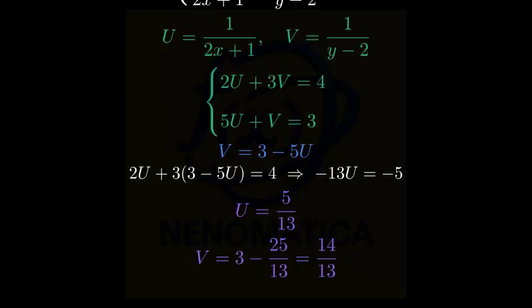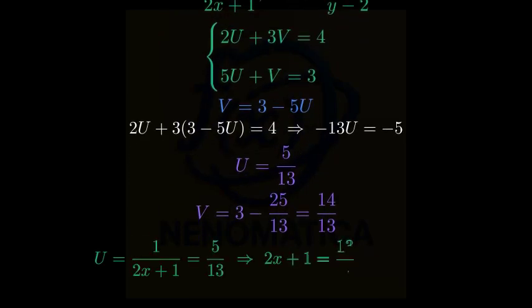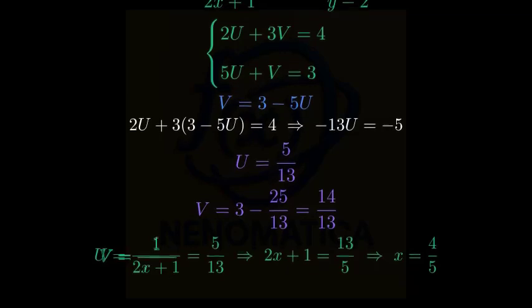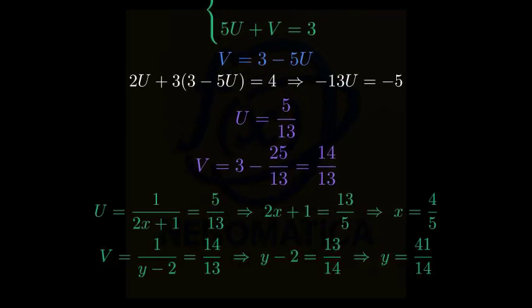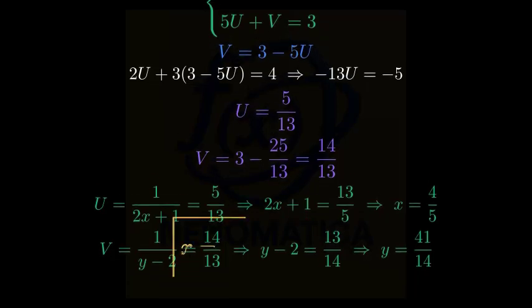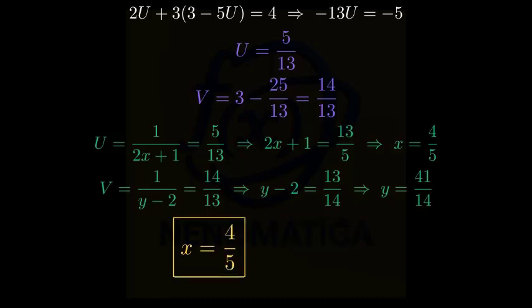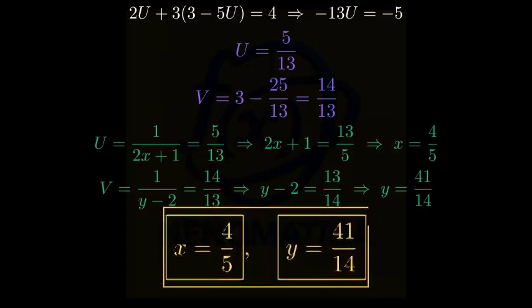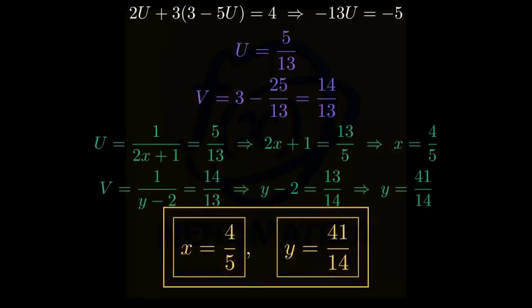Now invert the substitutions. Since u equals 1 over 2x plus 1, we have 2x plus 1 equals 13 over 5, so x equals 4/5. Since v equals 1 over y minus 2, then y minus 2 equals 13 over 14, so y equals 41 over 14. Therefore, the solution to the original rational system is x equals 4/5 and y equals 41 over 14.